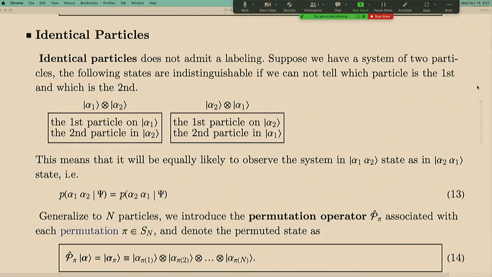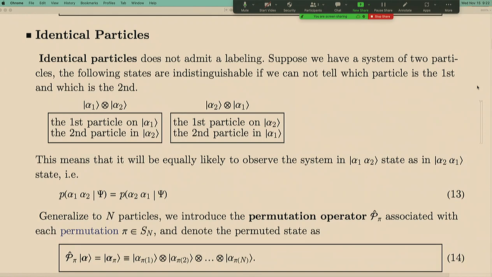So this basically means that it will be equally likely to observe the system in this alpha 1, alpha 2 state, which is the first one, as in the alpha 2, alpha 1 state, which is the second one. Meaning that if you take the many-body wave function, although these two have some ambiguity, you can still represent the many-body wave function as a superposition of these states. But now there's an additional condition that needs to be imposed on this many-body state vector.